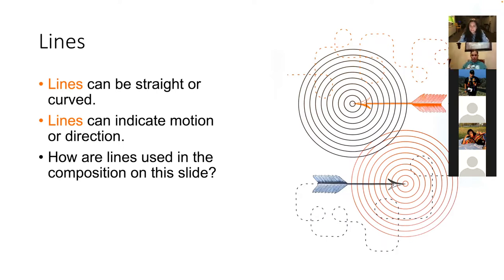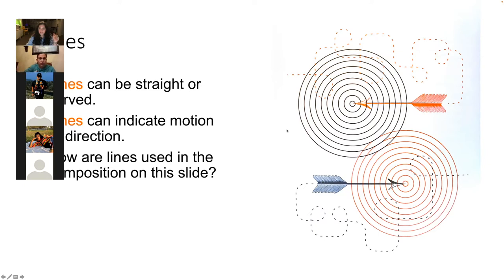And I really love this illustration. It actually comes from a really old book I was given by a fellow design nerd friend, and it's The Shape of Design. And this is just an illustration from this book. And I think it's really cool. And so the question here: how are lines used in this composition on this slide? Can anyone point out something that the lines are doing here? If you want to shout it out.